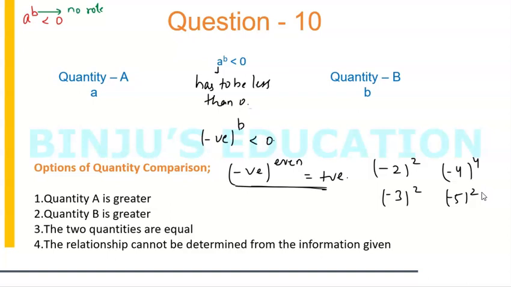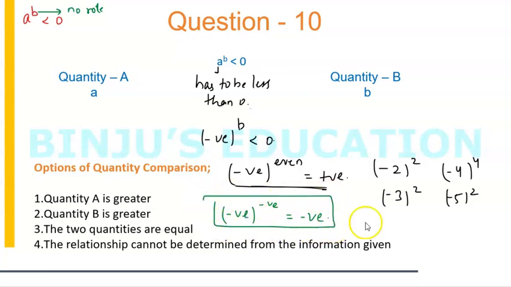Which means if you want your result to be less than 0, the only possibility is that you have a negative number and you raise it to a negative power. Sorry, my bad, not negative power, I'm really sorry. You raise it to an odd power.